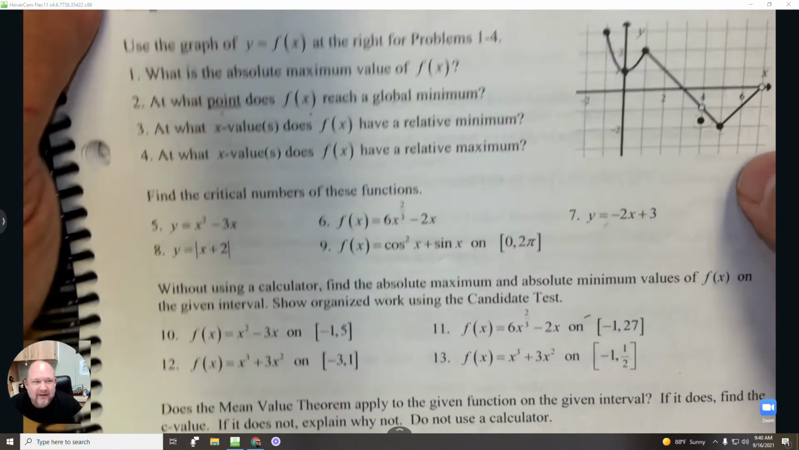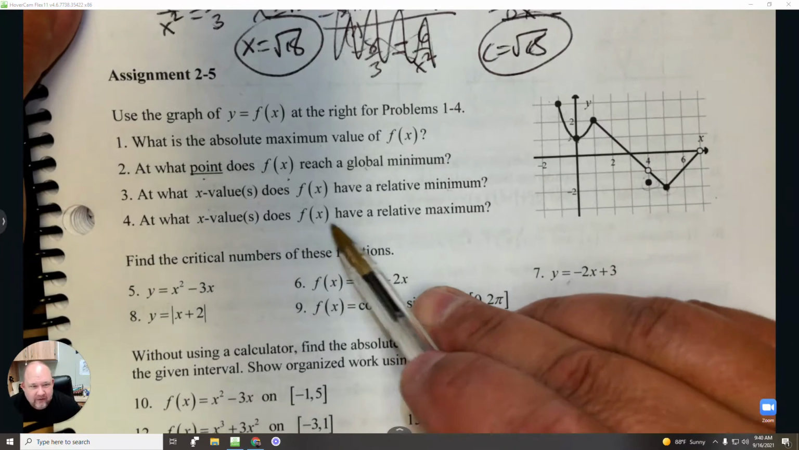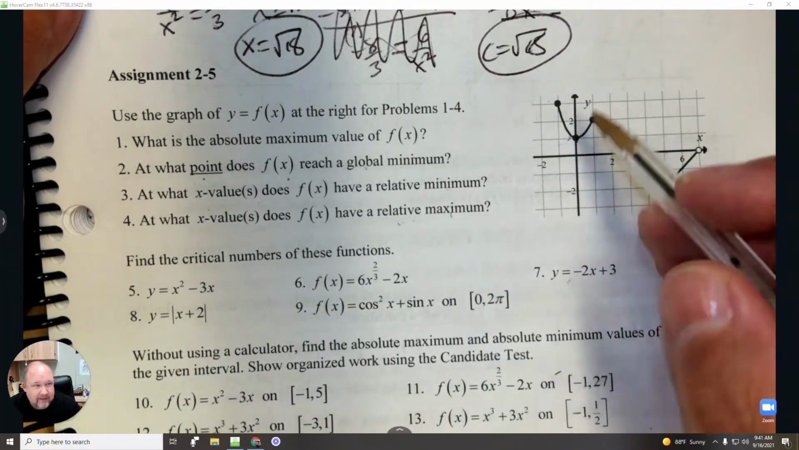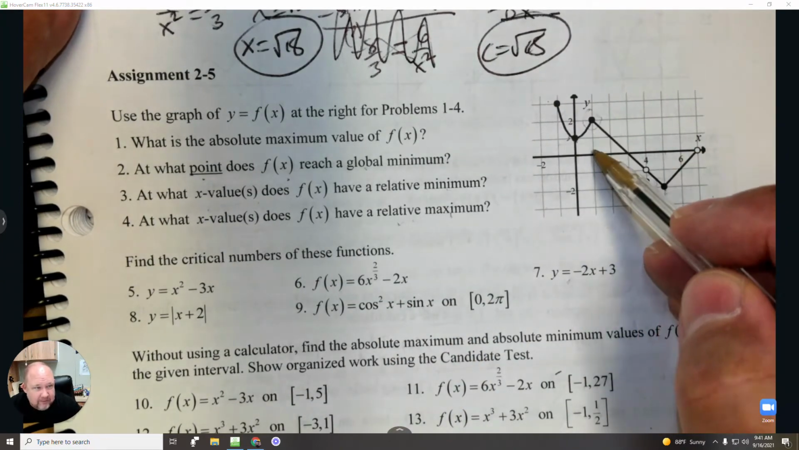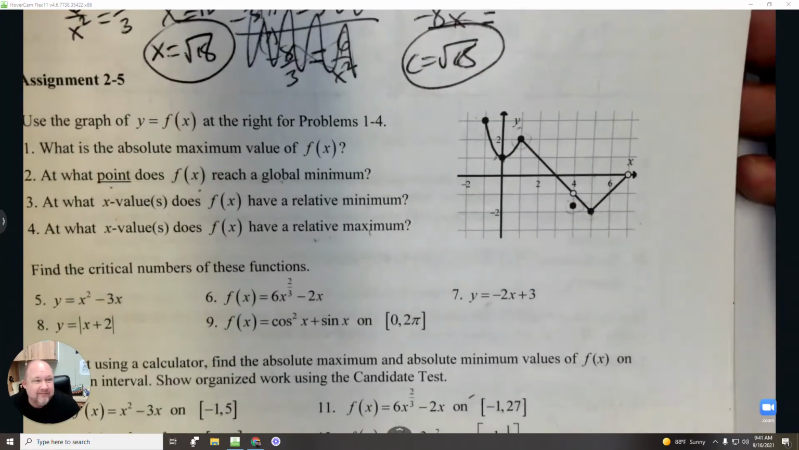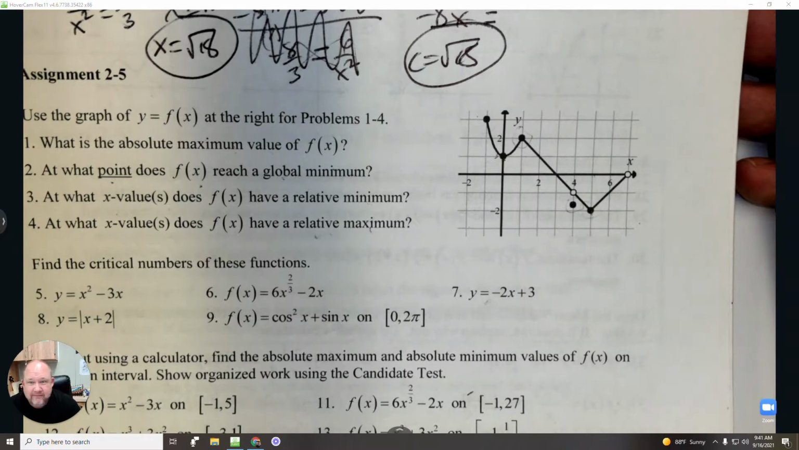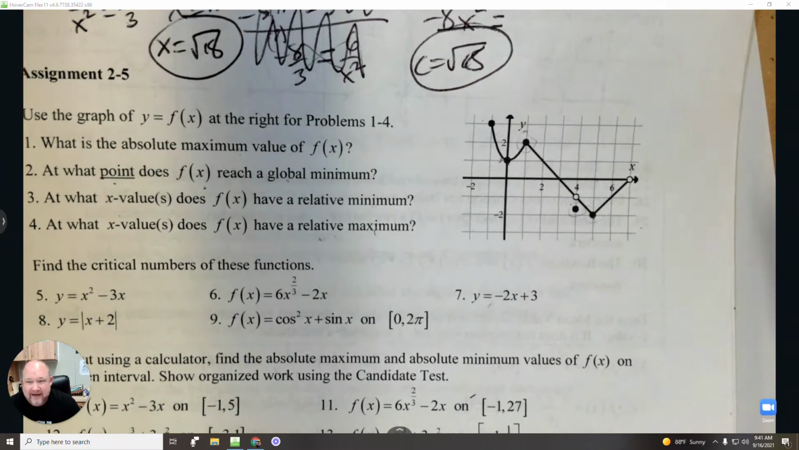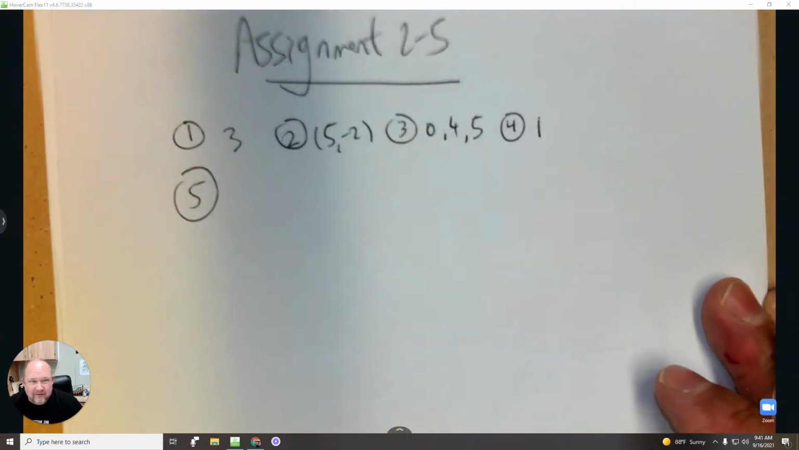At what x value does the function have a relative maximum? So we have a relative maximum here. The x value there is 1. And that's it. There are no more maximums on this graph. Number 5. That was simple, right? Enjoy the simple. Don't forget to do the simple correctly.